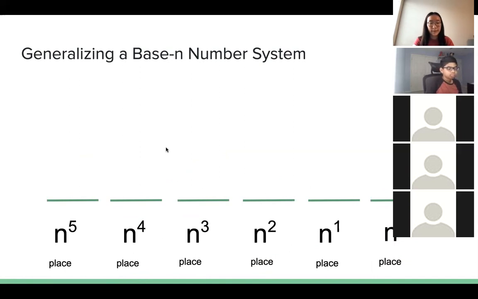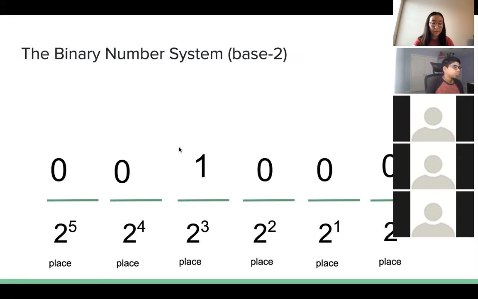So knowing this generalization, let's construct the base 2 number system, which is basically one of the most commonly used. It's also called binary, and you may have heard of it because it's the language that computers use. So to make the binary number system, n is just going to be replaced by 2 because that's what we're working with right now. And so say I put a 1 right here in the 2 cubed place and we put zeros everywhere else.